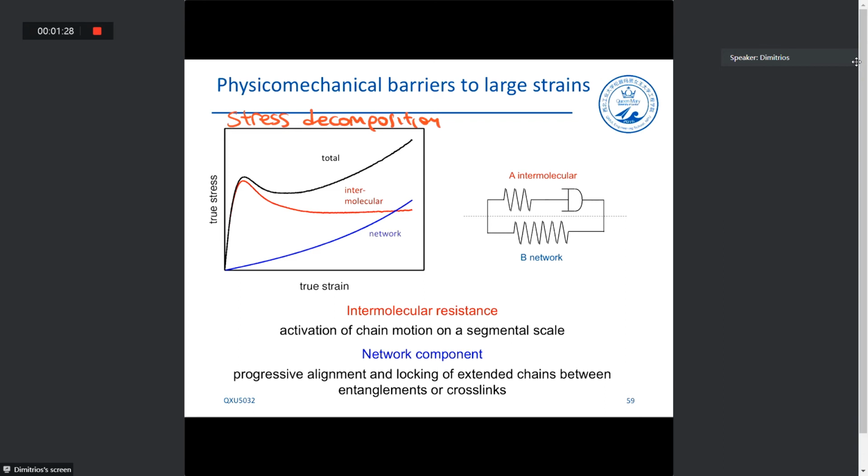So the last thing we were talking about yesterday was this stress decomposition, okay? Essentially, how does this main curve of the total stress strain curve take place, how does it originate? And this originates from the contribution of two factors, the intermolecular resistance and the network component, okay?